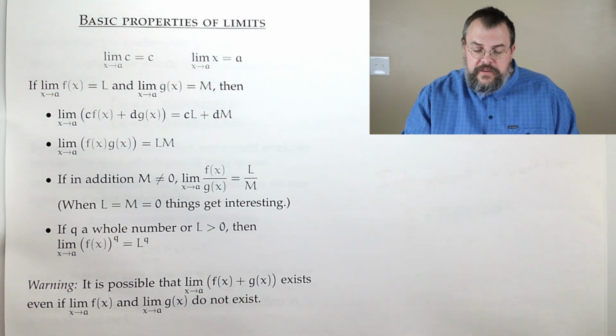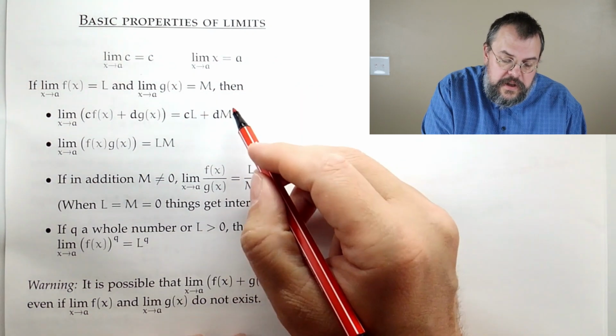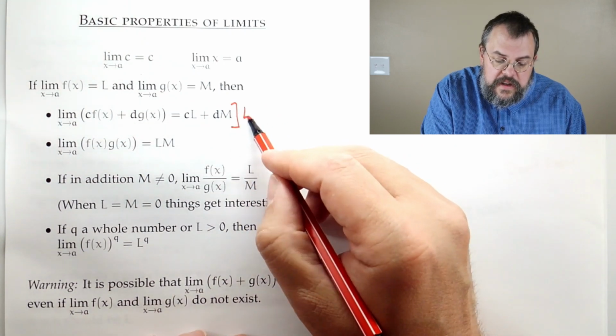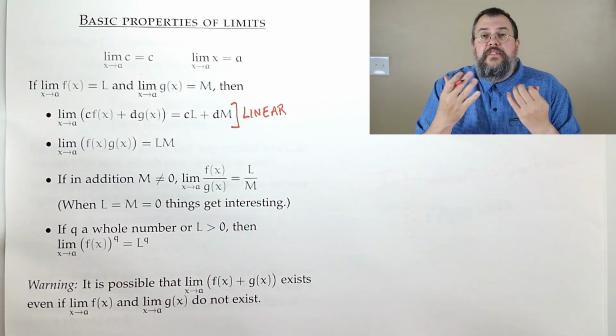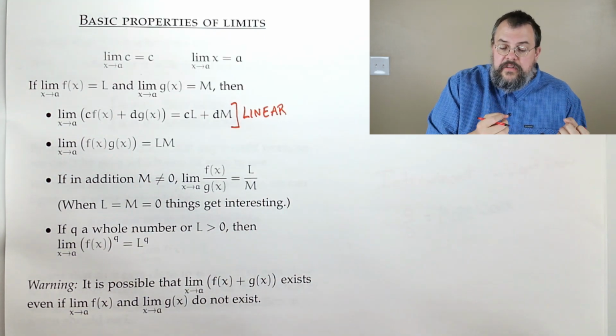Now, by the way, this has a very fancy term for it. And what this says is that this is linear. In other words, it respects addition, and you can pull out constants.